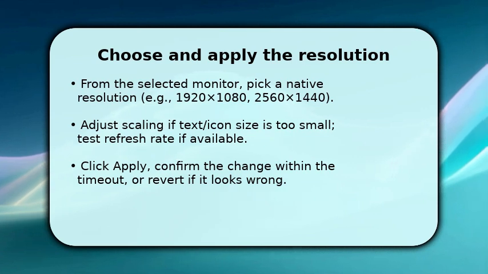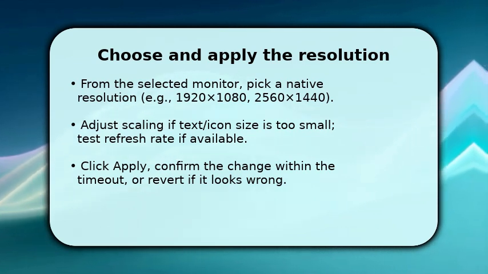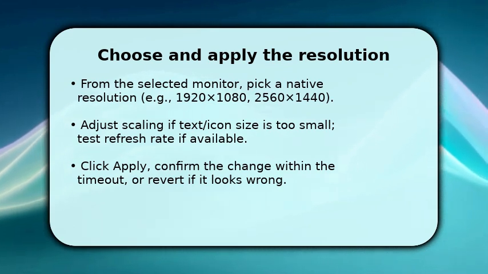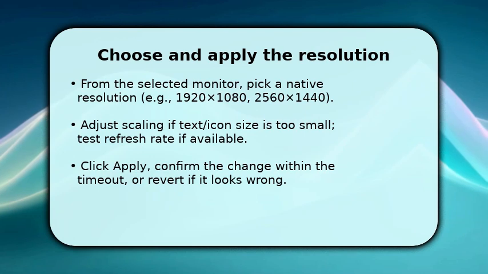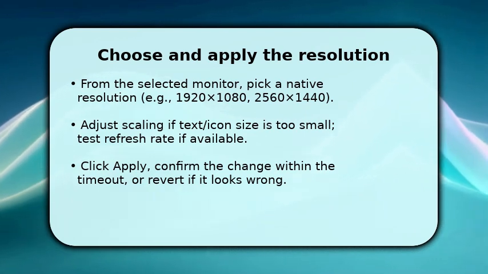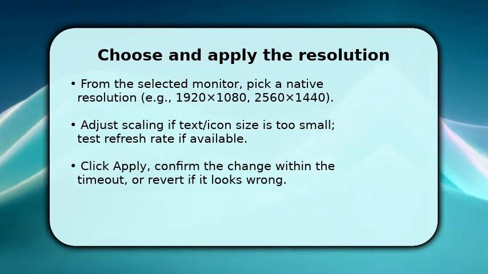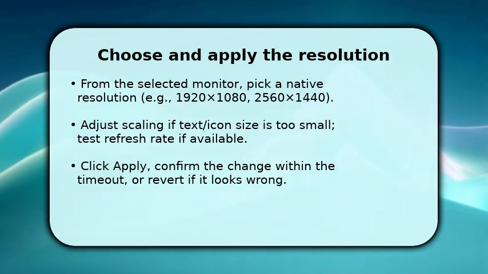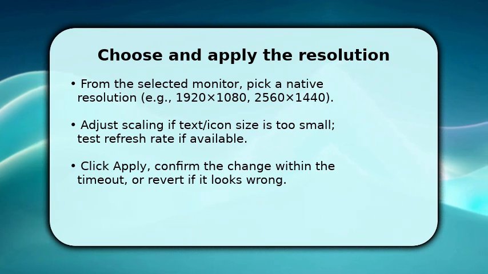Native gives the sharpest image, so prefer it when possible. If text or icons appear too small, adjust scaling or display percentage. On Windows, you can set 125% or 150%. On Mac OS, use the scaled options. Also check the refresh rate settings and pick the highest supported value for smoother motion.